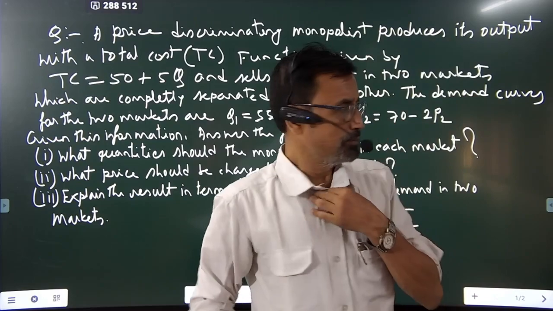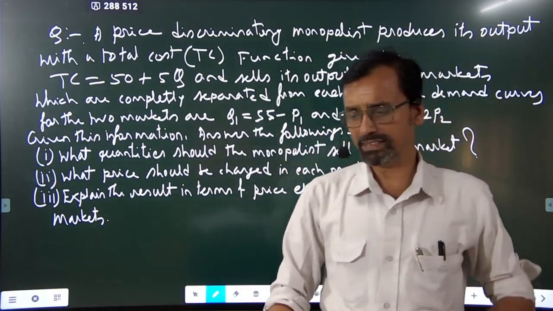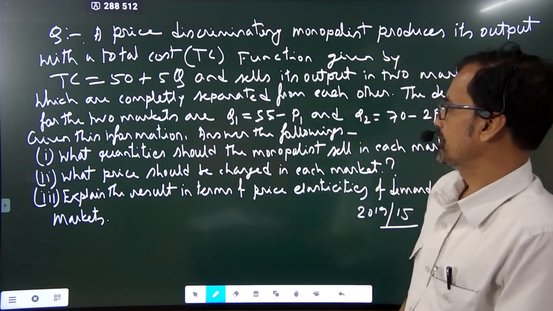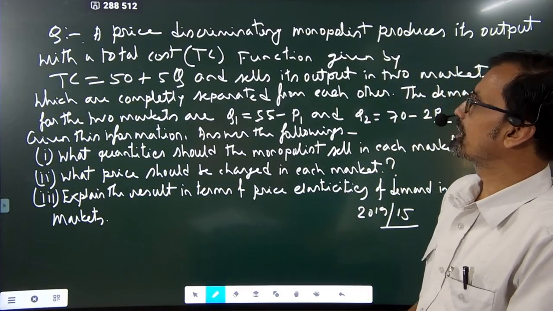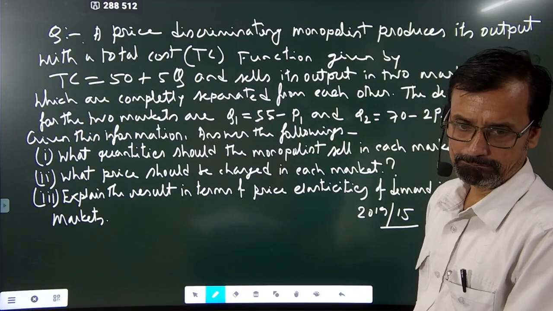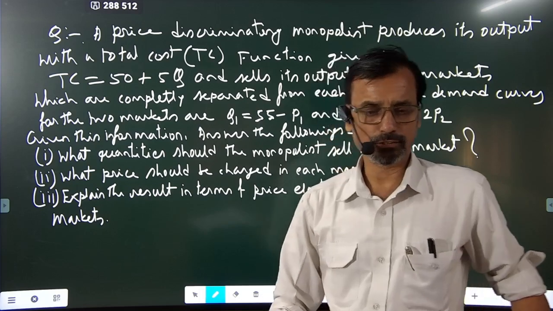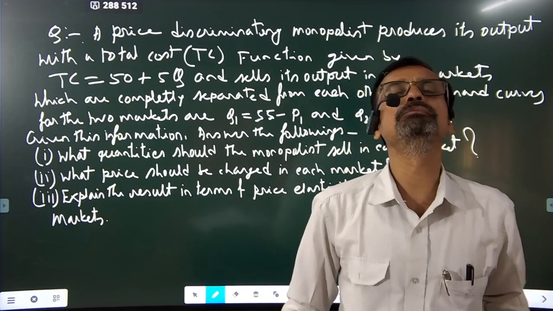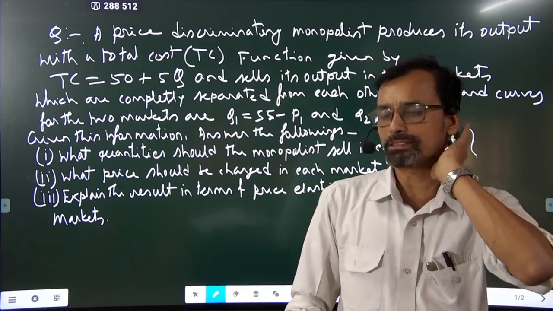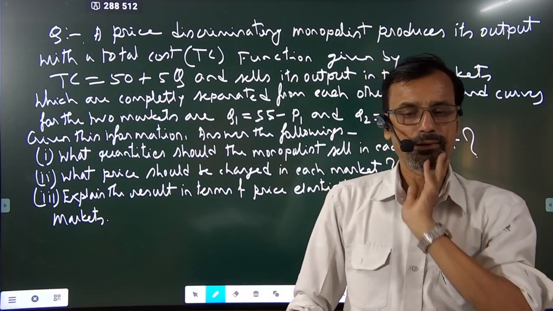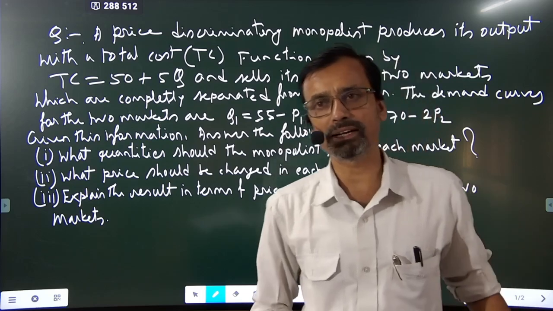So okay, here we are discussing Indian Economic Service, the previous year questions papers one by one. Presently, as of now, we are dealing with general economics paper 1. Paper 1 has two parts, part A and part B.